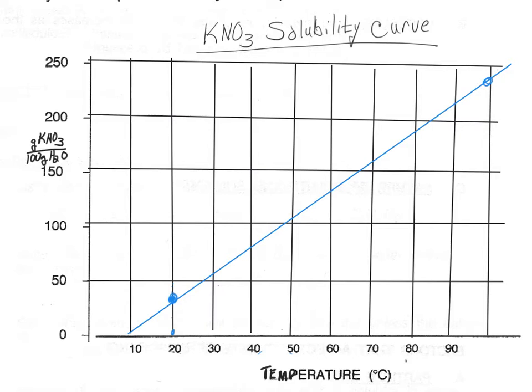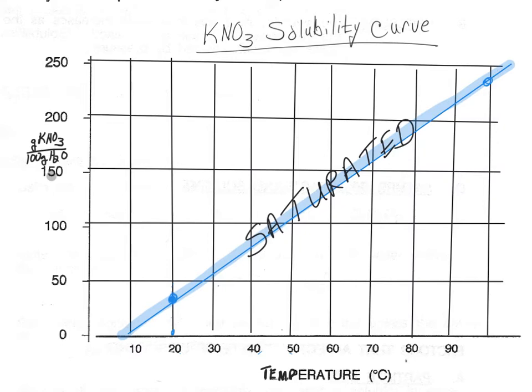And of course, the solubility curve shows us the maximum amount that can dissolve in 100 grams of water at various different temperatures, which means that any solution that is on the solubility curve is going to be a saturated solution. So what happens if a solution does not touch the curve? What kind of solution is it?